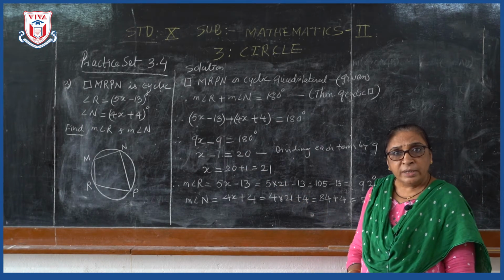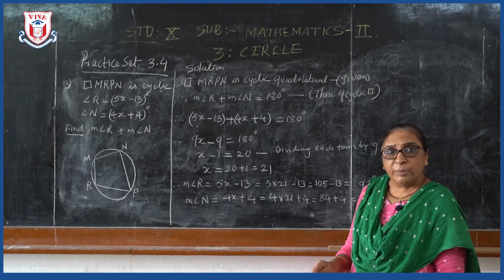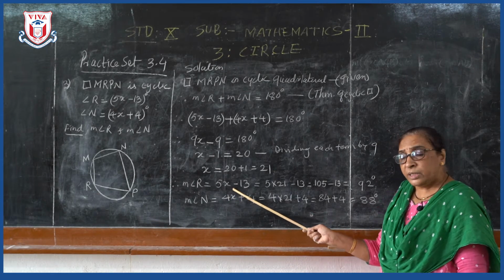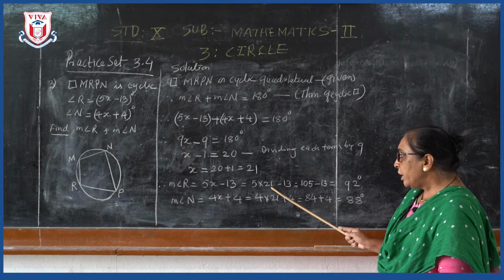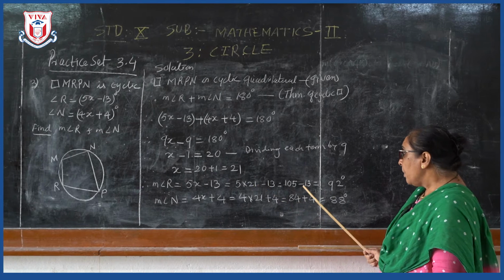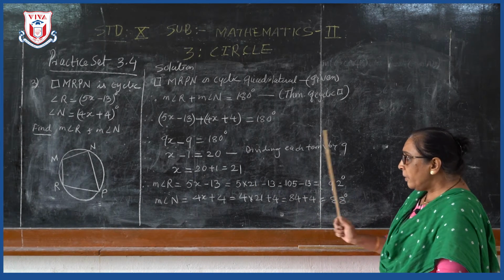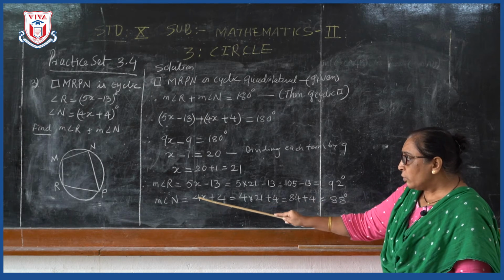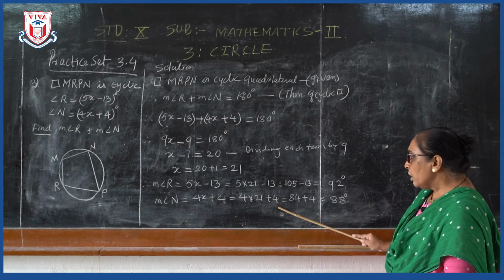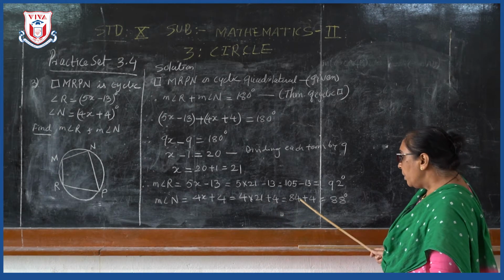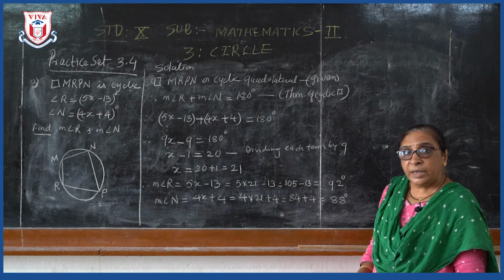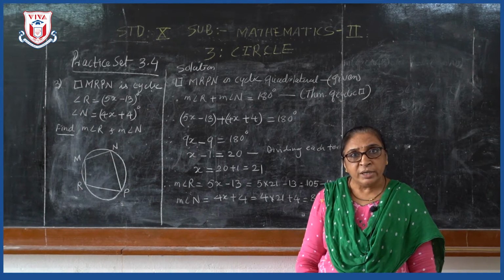After finding the value of x, you can substitute this value in the measures of angle R and angle N. Angle R is 5x minus 13. So 5 multiplied by 21 minus 13. 21 5s are 105 minus 13, that is equal to 92 degree, and angle N is equal to 4x plus 4, that means 4 into 21 plus 4. So 21 4s are 84 plus 4, that is equal to 88 degree. So here we have applied the theorem of cyclic quadrilateral.